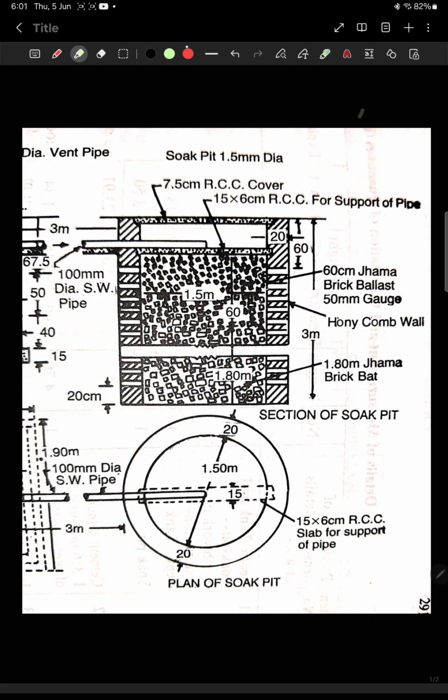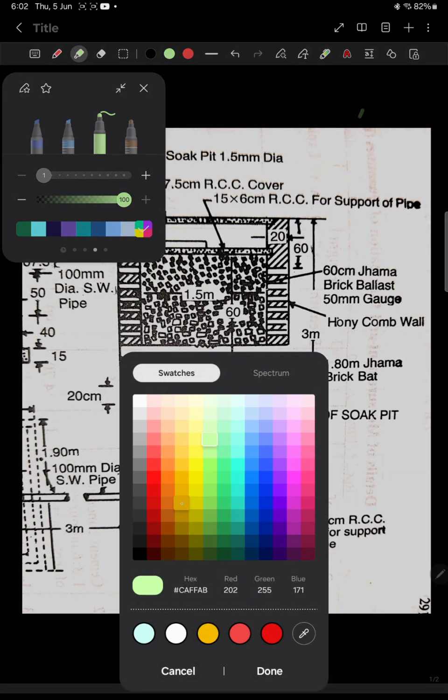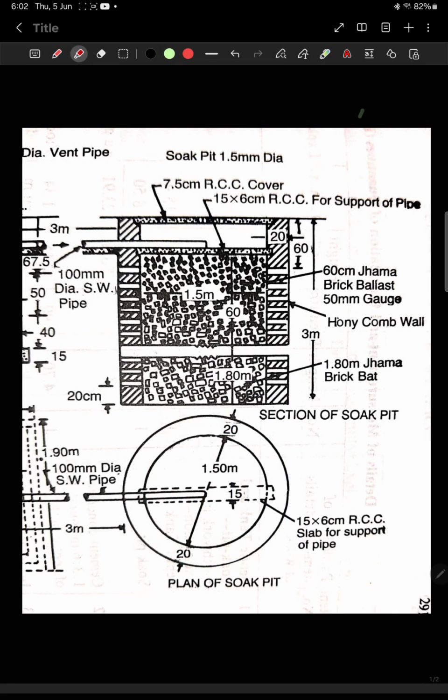So today we are going to do the estimating of a soak pit of a septic tank. This is the plan of the soak pit. As you can see, the inside diameter of this soak pit is 1.5 meter and it is circular in shape in the plan, and actually it is a cylindrical shape. The inside to inside diameter is 1.5 meter and the outside to outside diameter is 1.9 meter.